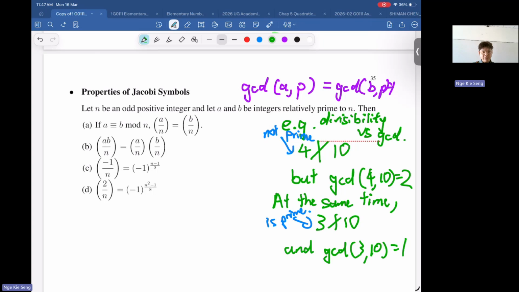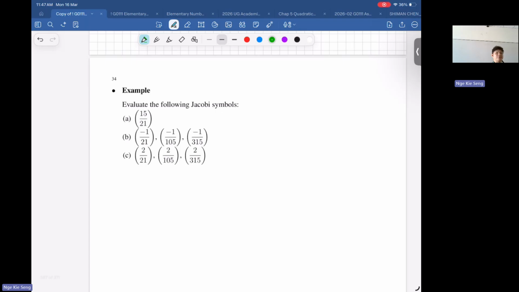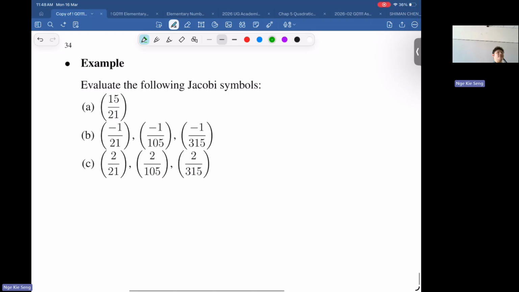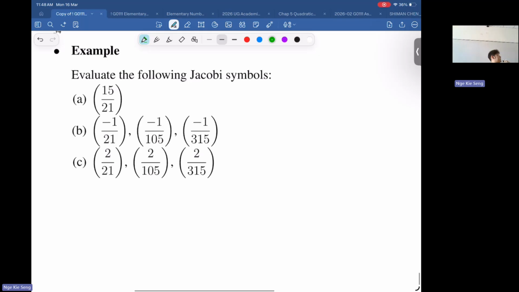Shall we? I think it's quite obvious what to do, right? Is it obvious? Or do you want to try one of them at least? Okay, let's go orally first. If you look at A, what would you do in the first encounter? What would you try to do? Who are not relatively prime? 15 and 21 are not relatively prime. Okay, good. So it's 0.